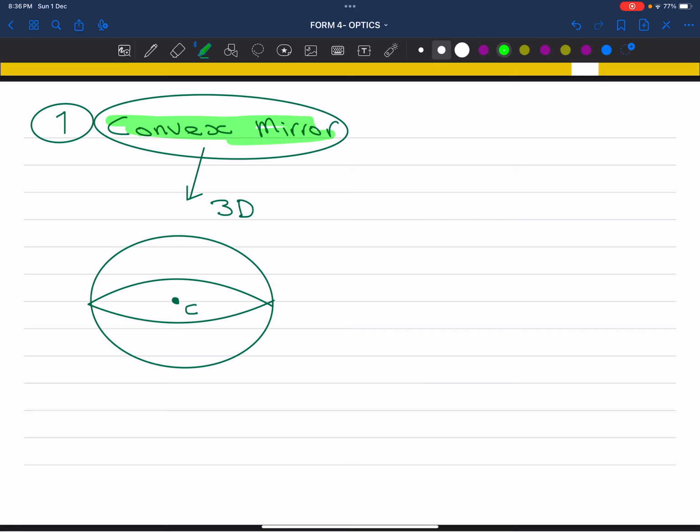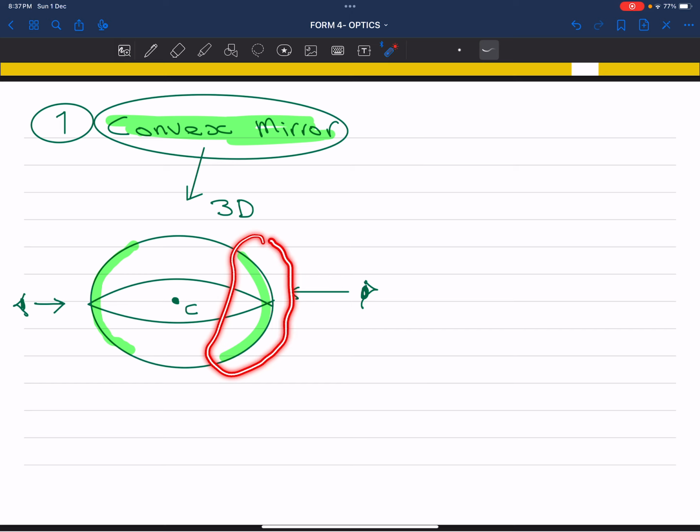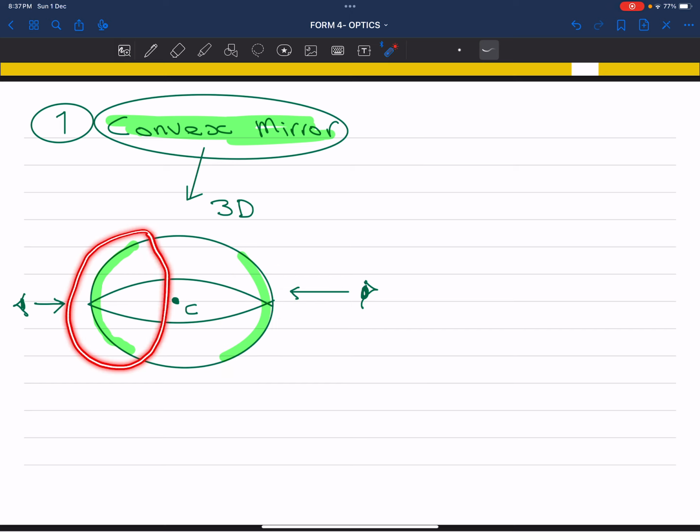And that convex mirror, I can take the right hand side as the convex mirror. That means I have to look from the right hand side, looking over here. Or I also can take from the left hand side. That means I must look from the left hand side. Okay? This is the convex mirror in 3 dimension, 3D. So this is a convex mirror, or this is a convex mirror.